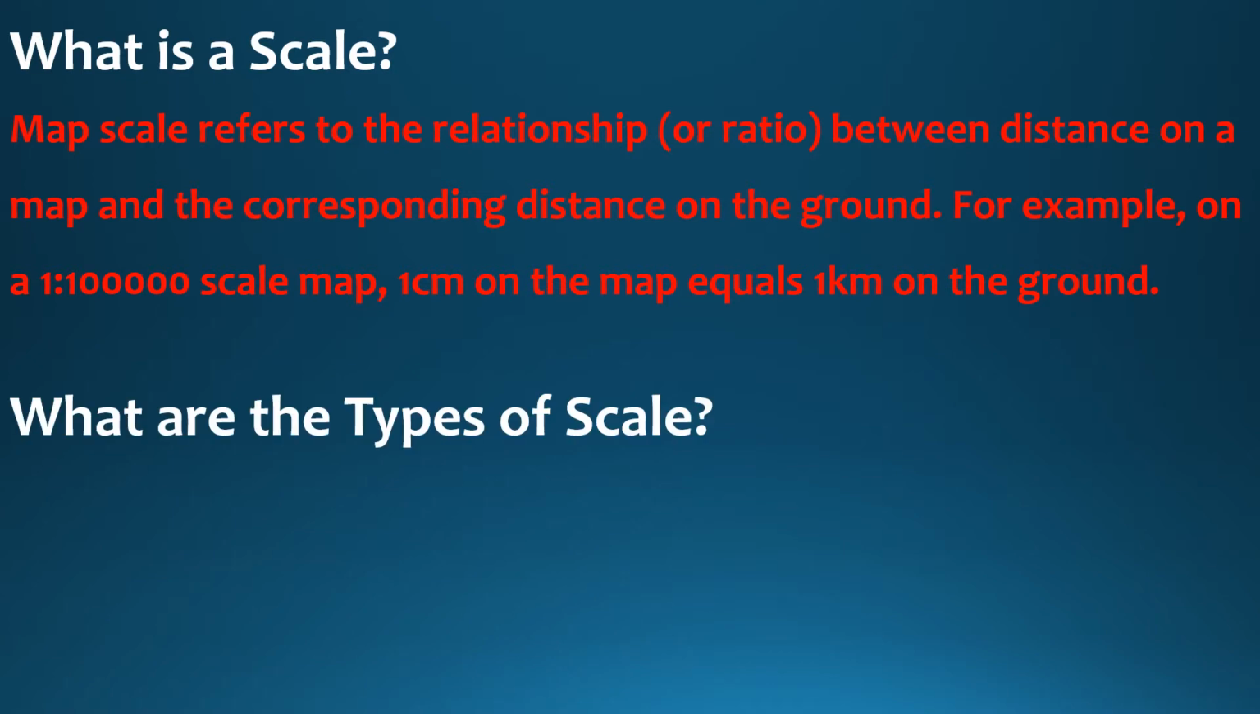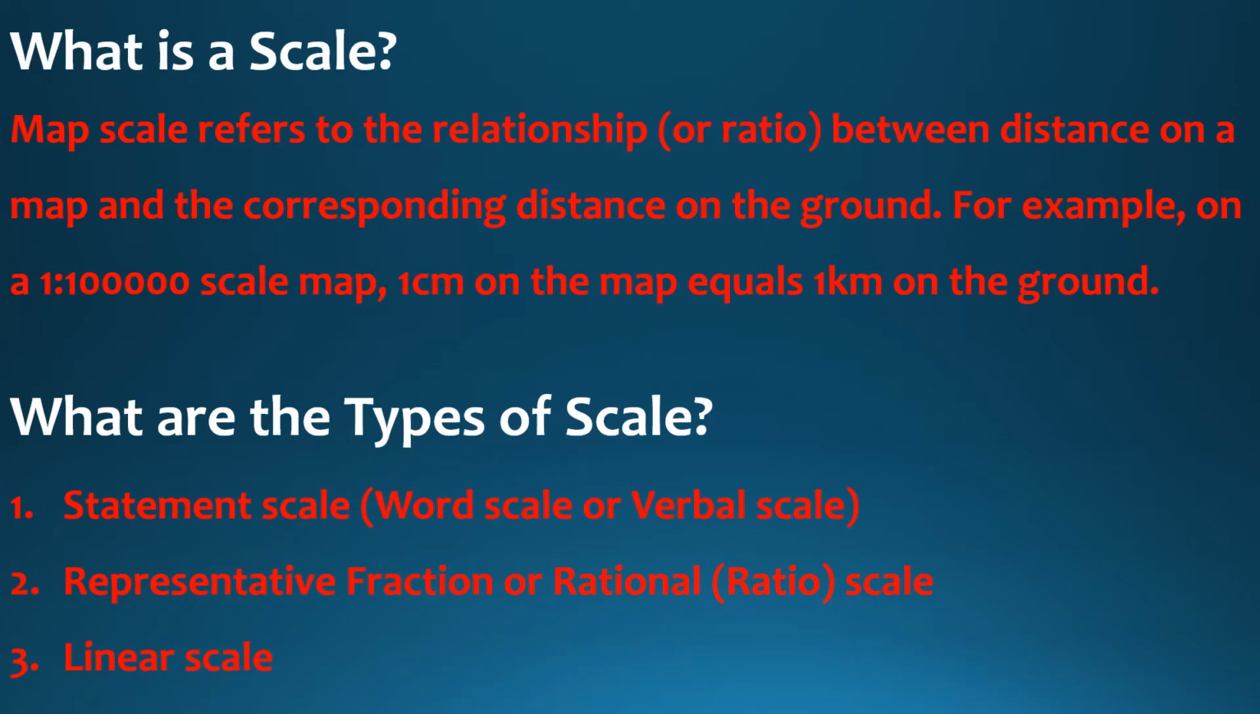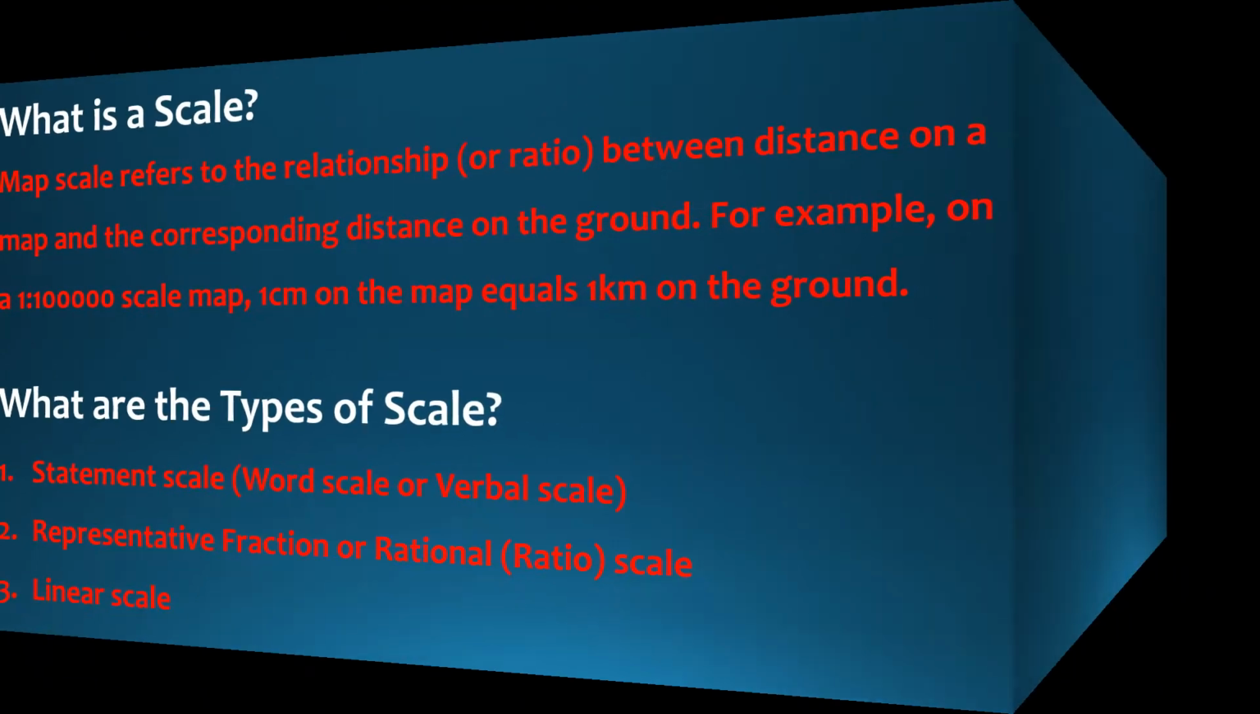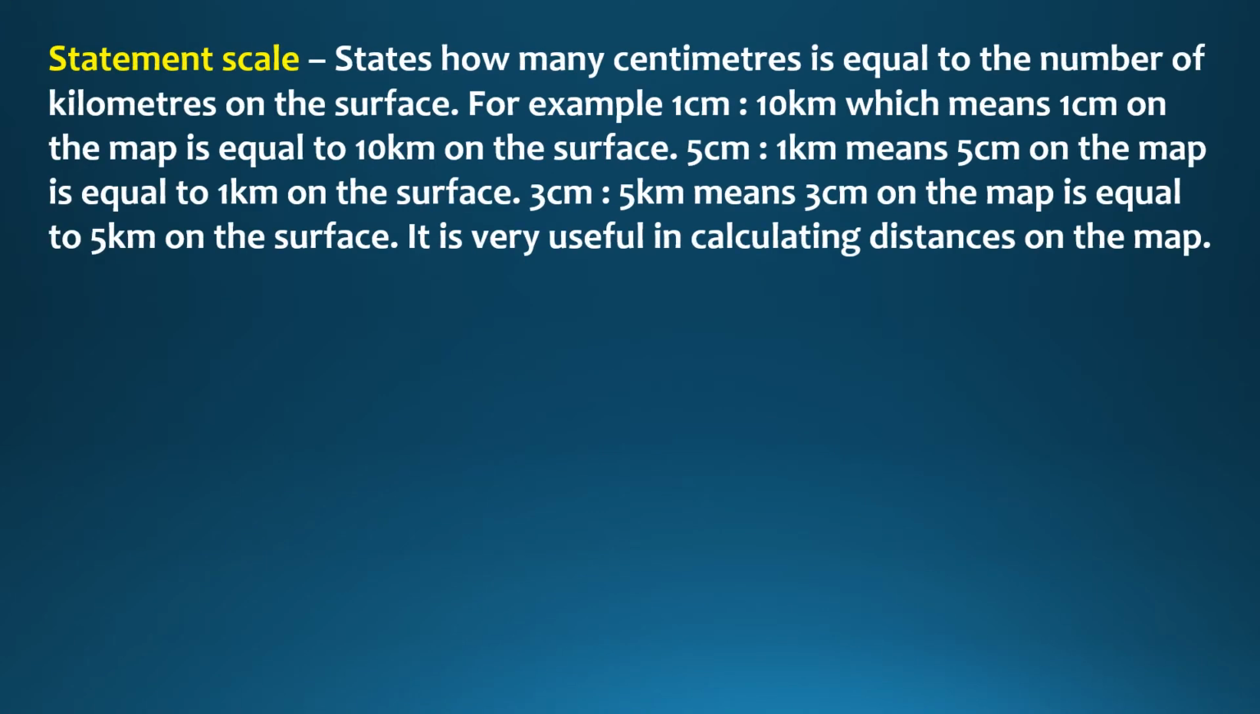However, we now go into what are the three different types of scales. Now there are three types of scales. These are a statement scale, which is sometimes referred to as a word scale or a verbal scale. Then you also have the representative fraction or the rational scale, sometimes called the ratio scale. Finally, we have what is called the linear scale. Now let us look at them individually.